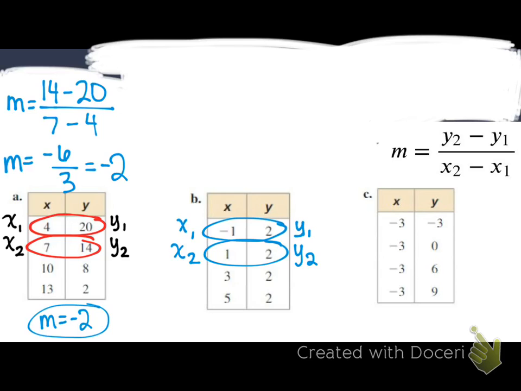Does it always have to be the first two? No, we could use any 2 points. So we could use the first one and the last one, the middle 2, any 2 points. Okay, let's go to our formula. m equals 2 minus 2 over 1 and negative 1.